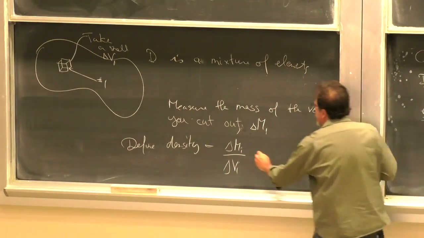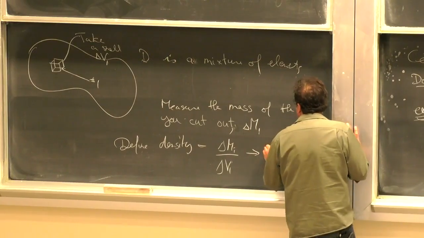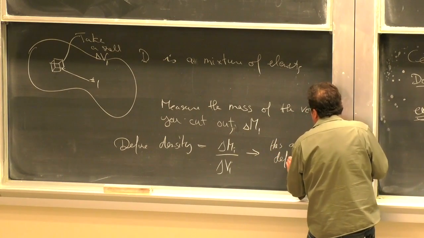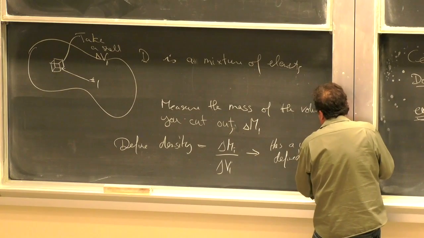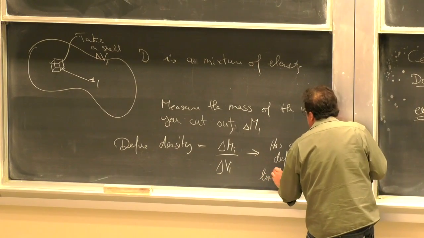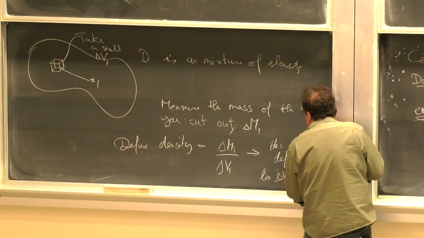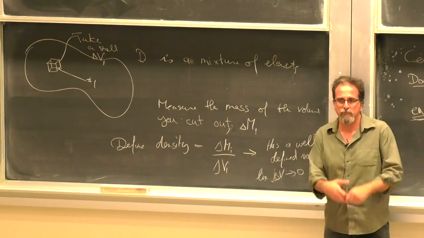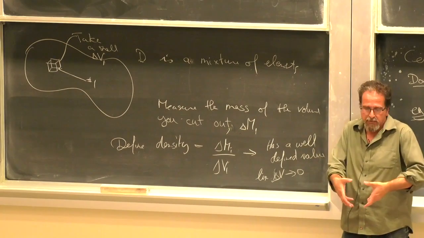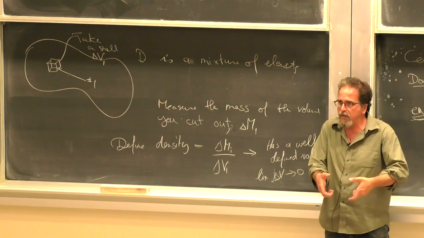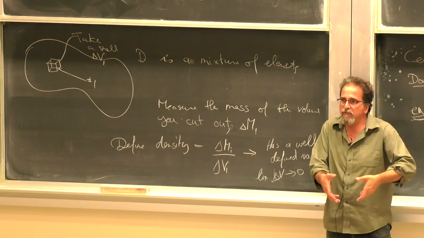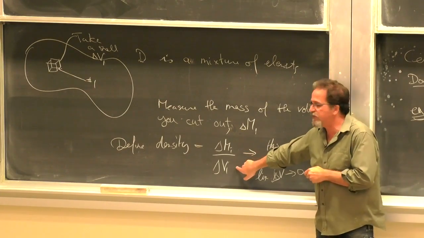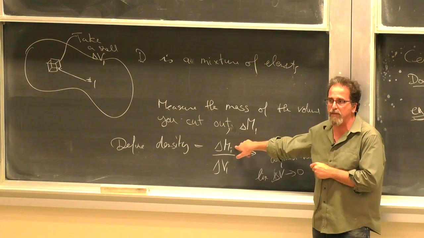And this has a well-defined value in the limit that delta V goes to 0. Think about it. Just take water, for example, a constant mass thing. I can measure the mass of a big jug of water, and then a smaller and smaller jug. As I decrease the volume that I'm measuring, I'm also decreasing the mass.